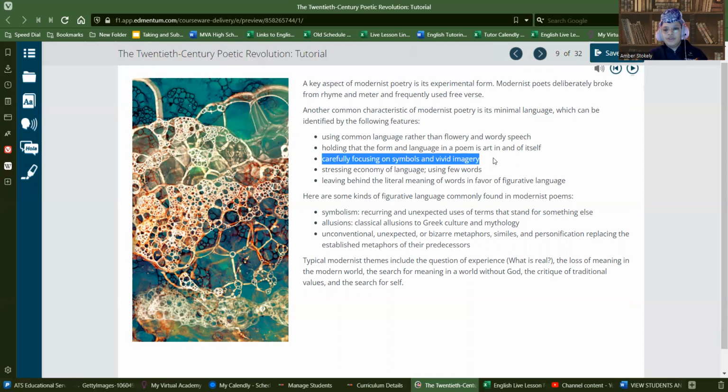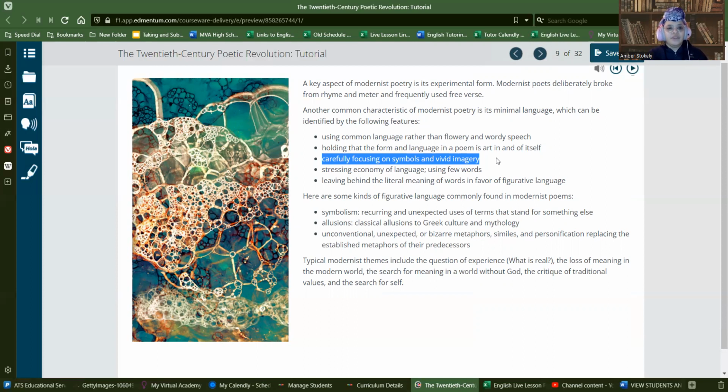And vivid imagery here is just being able to picture something very clearly. If something is vivid, it's usually bright, colorful, it stands out. And imagery is the description of things using the descriptors for the senses. So seeing, hearing, touching, smelling. So vivid imagery, put those two words together, it's basically bright, stark, noticeable language that can give you a picture of things.